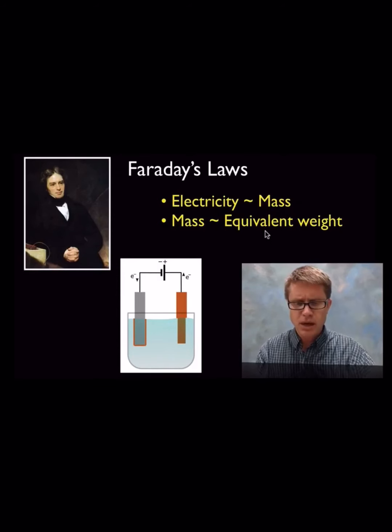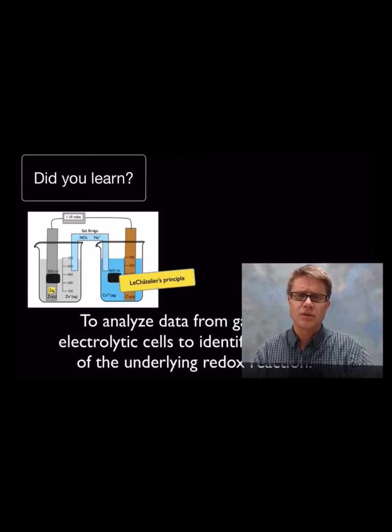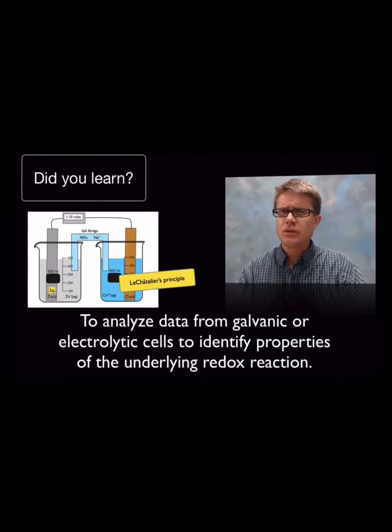What does that mean? Well, if we have something like copper and silver as two of our electrodes, what we would find is that silver, since it has a higher molecular weight, is going to lose more mass over time. And that shouldn't seem surprising if you're looking at it as the losing of atoms from either the anode or the cathode. And so you should have learned the following.